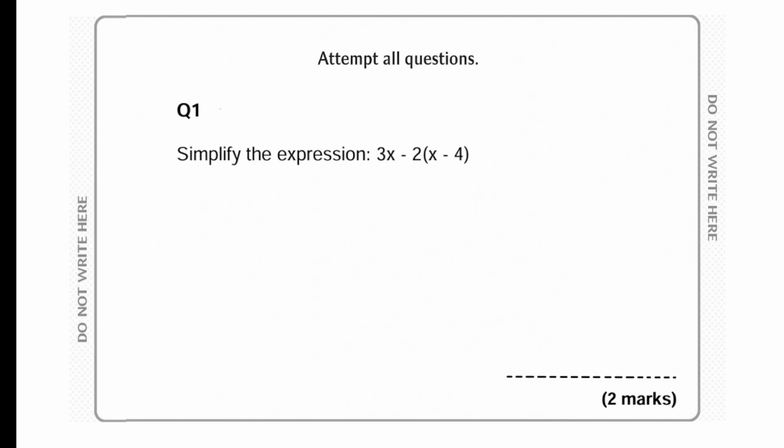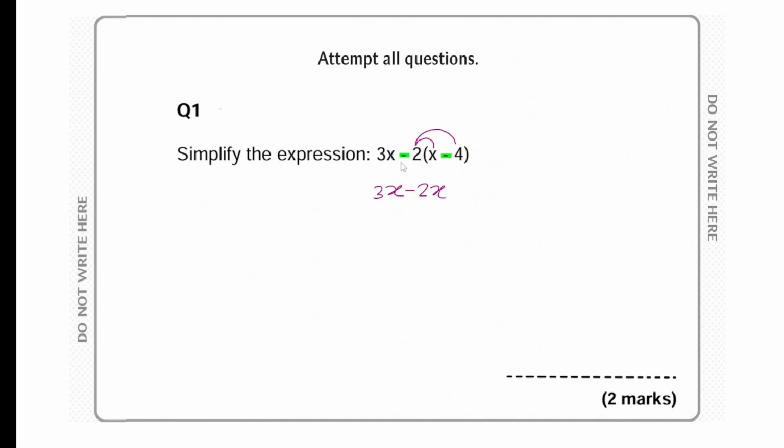Question number 1. Simplify the expression 3x take away 2 bracket x take away 4. So all you need to do here is multiply out the brackets. 2 times x is 2x, negative sign, 2x. Then 2 times 4. However, you need to pay attention to the sign here. There's negative here, negative here. When you multiply a negative number by another negative number, you get positive 8.